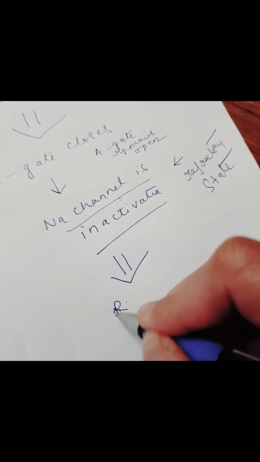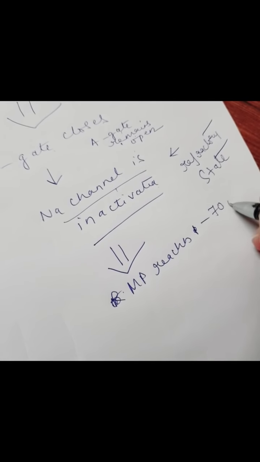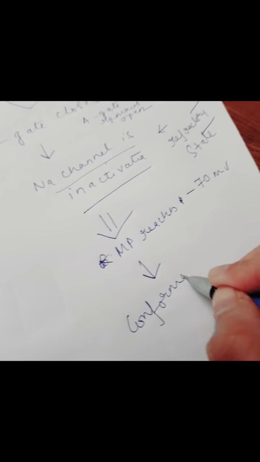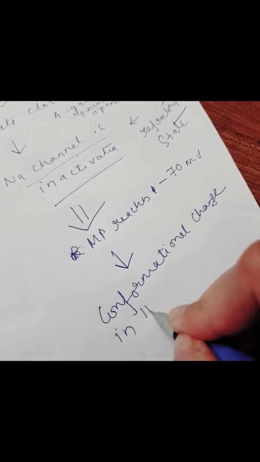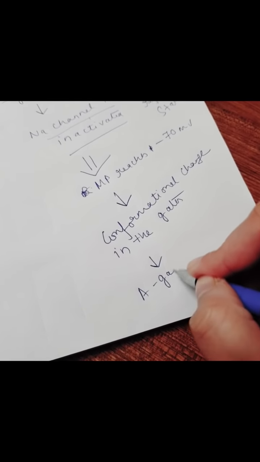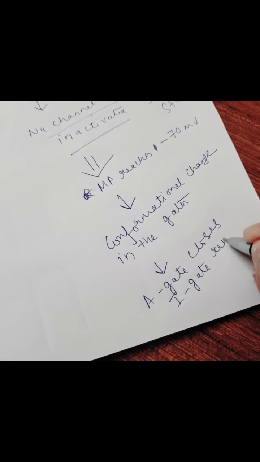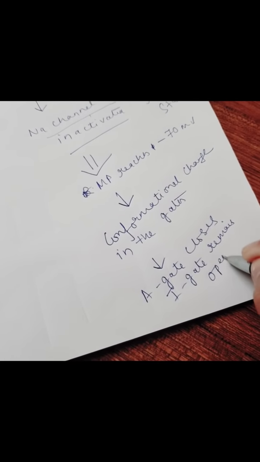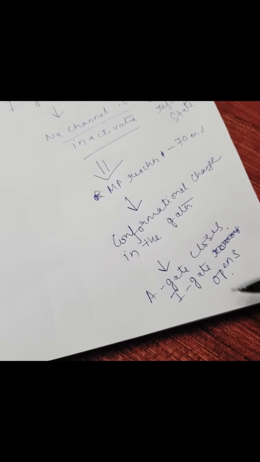As soon as the MP reaches minus 70 millivolt, there is a conformational change in the gates. Now the A gate closes and the I gate opens. That is, the A gate closes and the I gate opens. So this is the closed state.